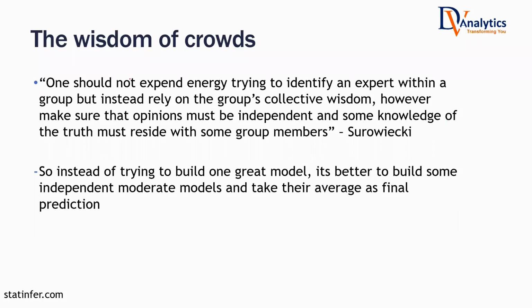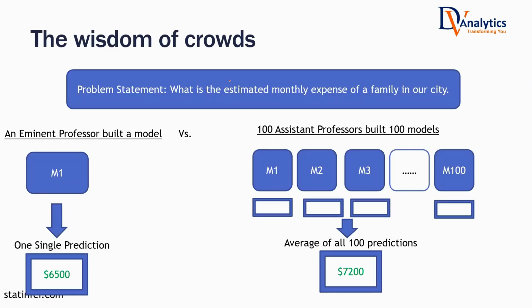What is wisdom of crowds in general? One should not expend energy trying to identify an expert within a group. You will not go to a mobile engineering expert and ask which phone you should buy. No, you don't do that. Instead, you rely on the group's collective wisdom. If most of a group of smart people are saying go for it, we tend to go for it. That is known as wisdom of crowds. Now, if you connect that wisdom of crowds to our machine learning approach, it will convert to this.